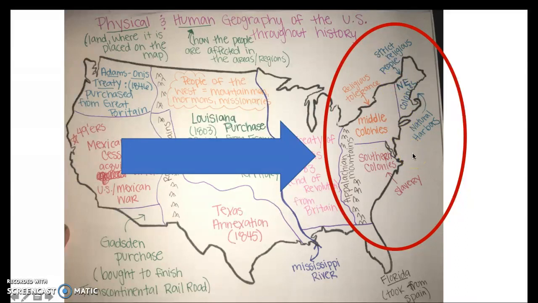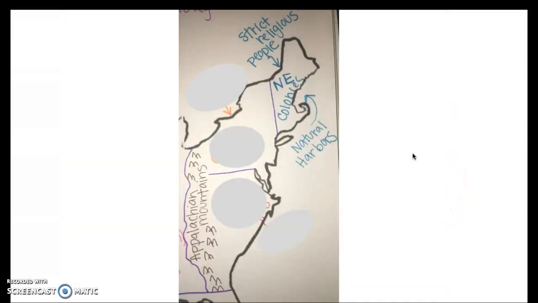Now remember, this is the original 13 colonies. This was even before the United States was the United States, right? This was just when people were starting to explore and colonize our country. Okay, so I'm going to now zoom in a little bit. Remember, you can pause if you need to, or you can rewind and pause if you need to.